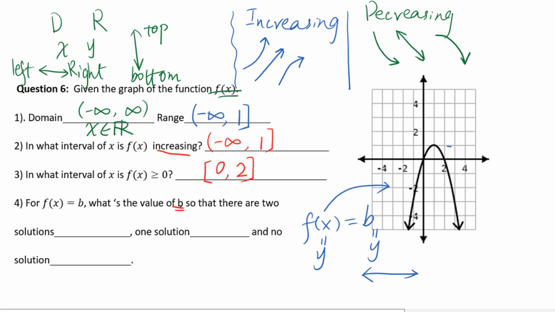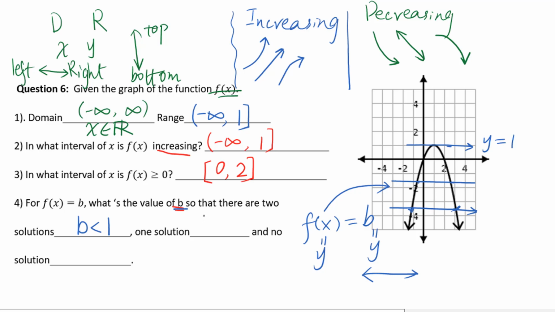Therefore, what's the value of b so that there are 2 solutions, which means 2 intersections? When I draw the line like this, you see you have 2 intersections. 2 intersections. Until I draw over here. This line is y equals 1. So when b less than 1, you will have two intersections, which means two solutions.